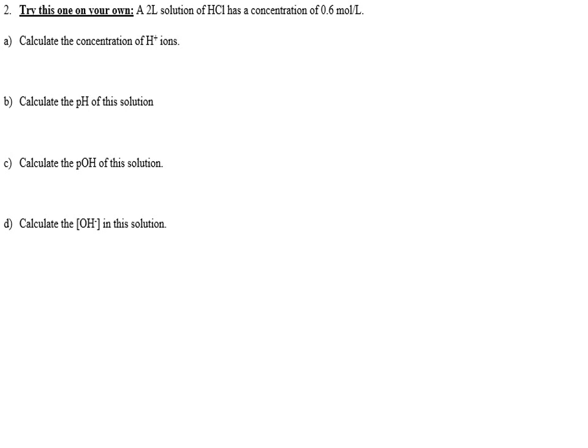So you can try these ones here on your own. Actually, this one you should be able to do. You have your 2-liter solution of HCl with a concentration of 0.6 mole per liter. Find the H plus ion concentration, the pH, pOH, and OH minus ion concentration. So it's kind of organized so that you can actually do this sequentially. Sometimes some of the numbers in here are distractors. You don't really need to care too much about this 2 liters here.